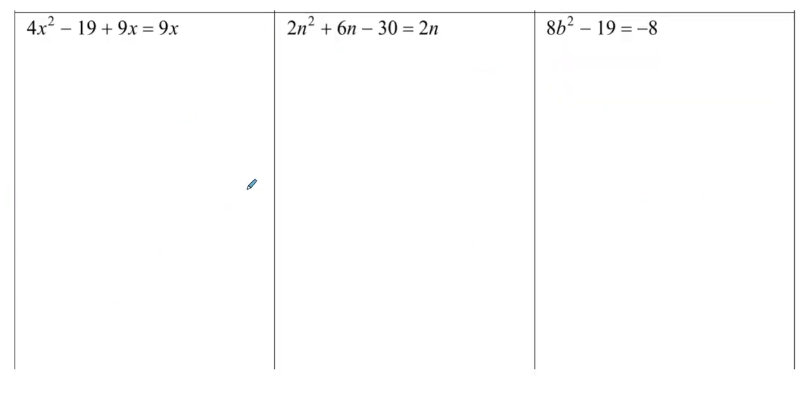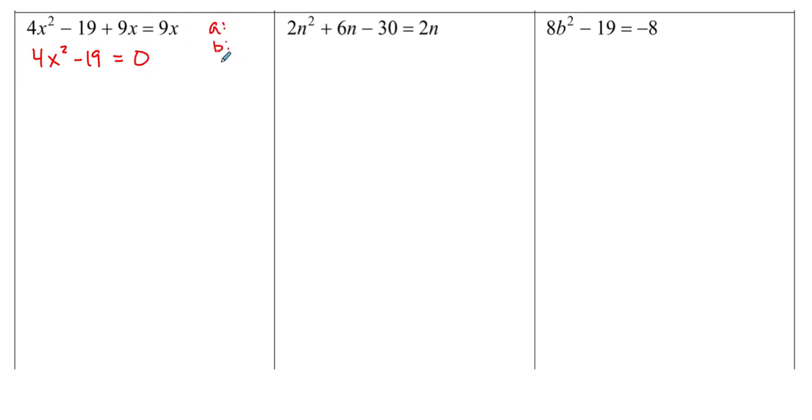So I got 3 more examples here. I'm going to work through one of them, and then I'm going to let you guys do the other 2. All right, so this first one here, 4x squared minus 19 plus 9x. We got this other 9x over here. Let's go ahead and subtract that. So this now becomes 4x squared minus 19. We just have no more x terms, so this is going to equal 0.